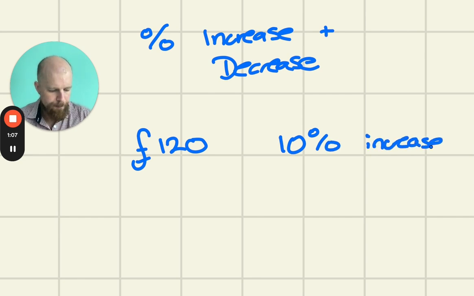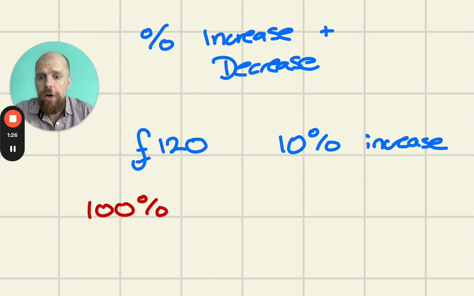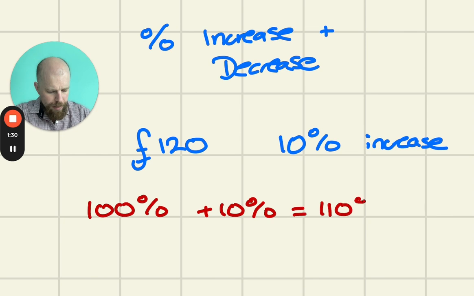increase. Now, there are two methods to doing this, one with a calculator, one without. I'm going to show you both the methods. The first method with the calculator is really easy. What we do is we think about the fact that we are increasing by 10%. So if it starts off at 100%, because 100% is just a whole, and I add on 10%, that gives me 110%. Now 110% as a decimal is 1.1.